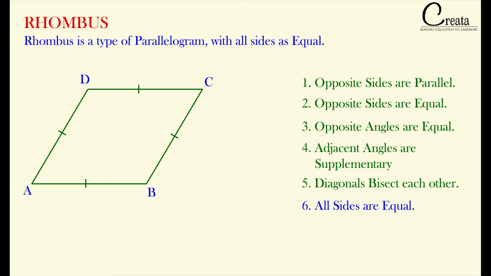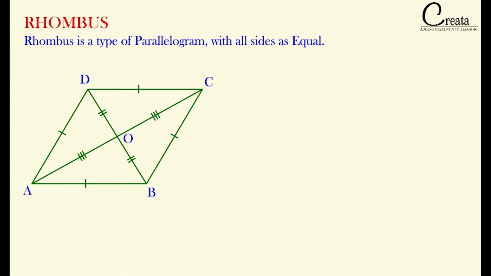The rhombus has one more additional property regarding the diagonals. We know that in a parallelogram, diagonals bisect each other. In a rhombus, they also form an angle of 90 degrees, meaning they are perpendicular bisectors. Let's prove this. The proof is very simple.